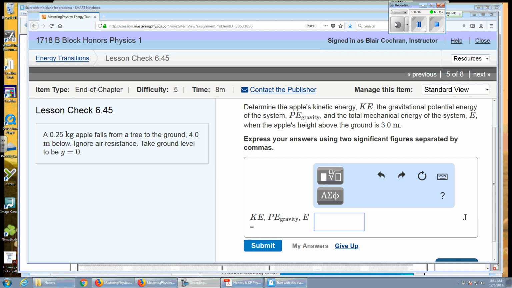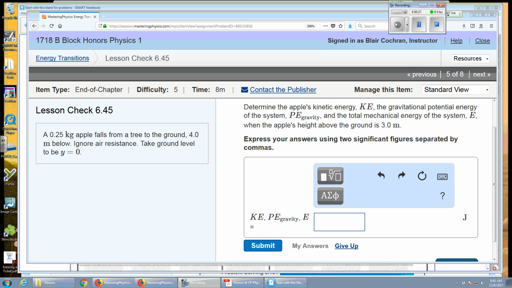All right, we're going to start with number 5 here. A really small apple falls from a tree to the ground. Ignore air resistance. Ooh, so no external work. As soon as I see things like ignore air resistance or there's no friction, I know: no external work.